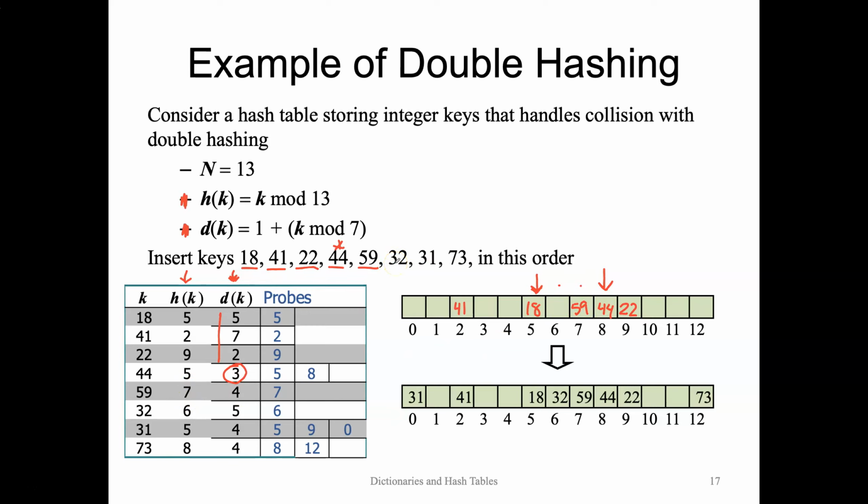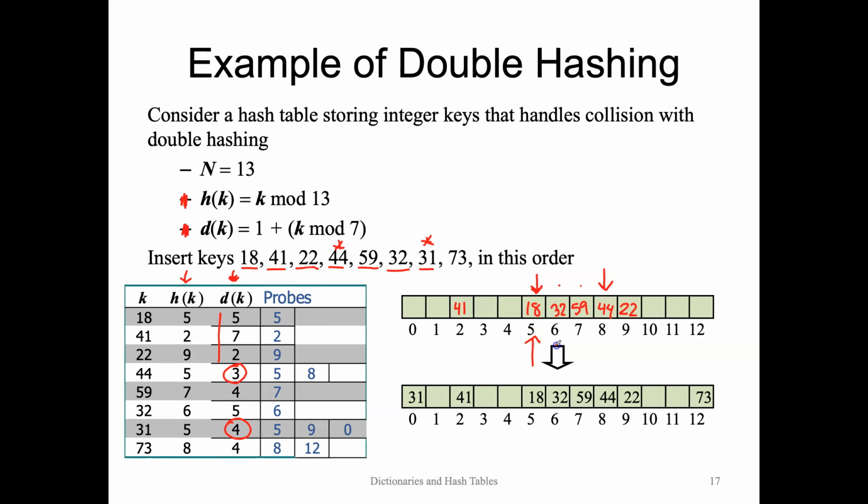32, its first hash function is 6, so h of 32 is 6, which means we'll want to place it here. And 31, h of 31 is 5, we're going to want to place it here. Okay, this is where we get now another collision. So we want to place 31 at index 5, but this is already occupied, so we're going to use this secondary hash function. Since index 5 is occupied, we're going to repeatedly move over 4 spaces until we find an empty cell. So for inserting 31, we're going to try at index 5.